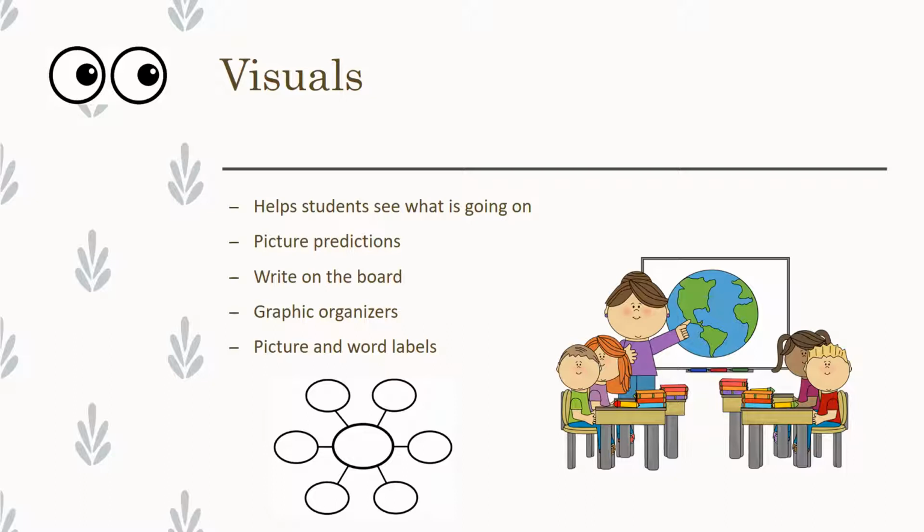Also, using labels when giving directions can help them follow along. So for example, if you tell a student that they need to get out their scissors and glue for the project, you could put a picture of both of them on the board that can help them follow along and know what to do.